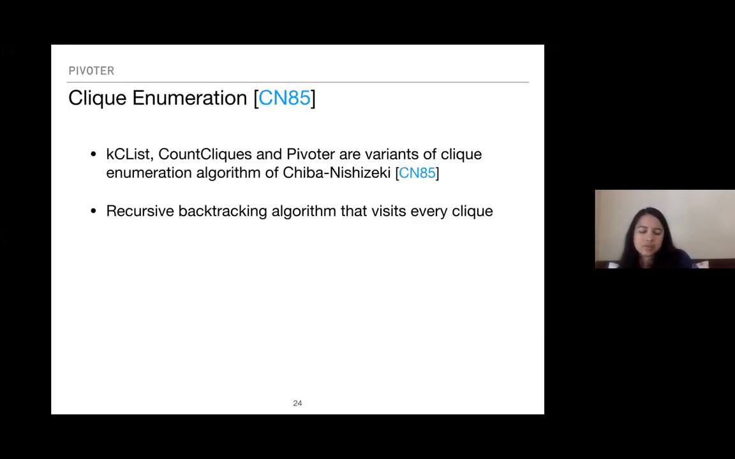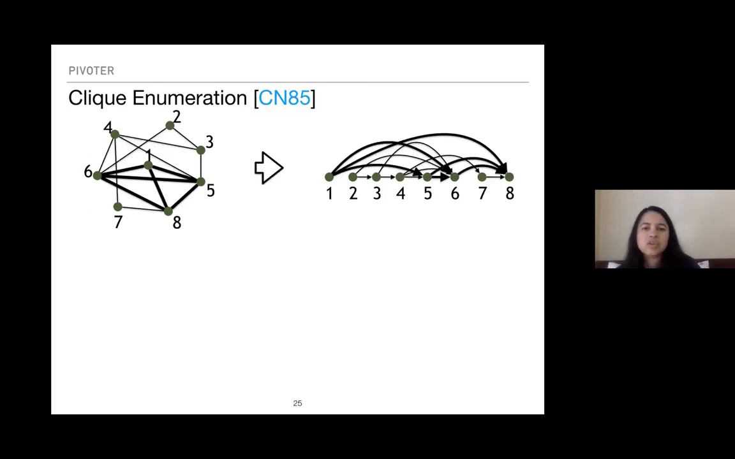Okay. As I had mentioned earlier, Pivoter as well as the other works, which are KCList and CountClicks, are based on the enumeration algorithm of Chiba-Nishizeki. So it would be useful for us to look at what this algorithm does. It's a recursive backtracking algorithm that visits every clique. Suppose we are given this graph. It gives an ordering to the vertices of the graph and orients the edges from lower vertices to higher vertices. In this way, it converts it into a DAG.